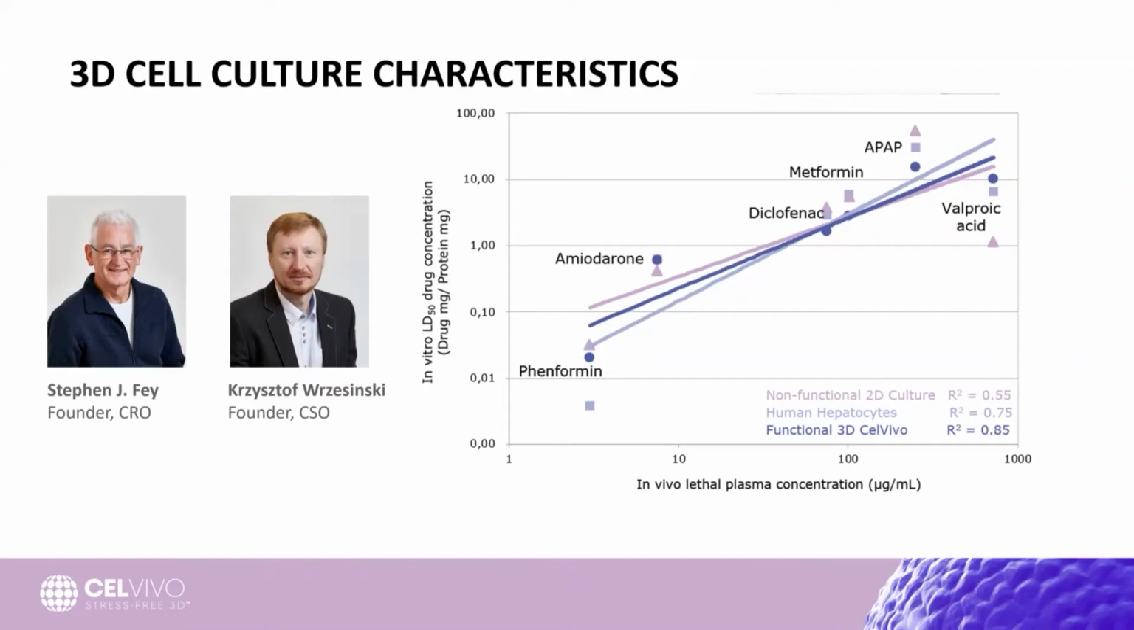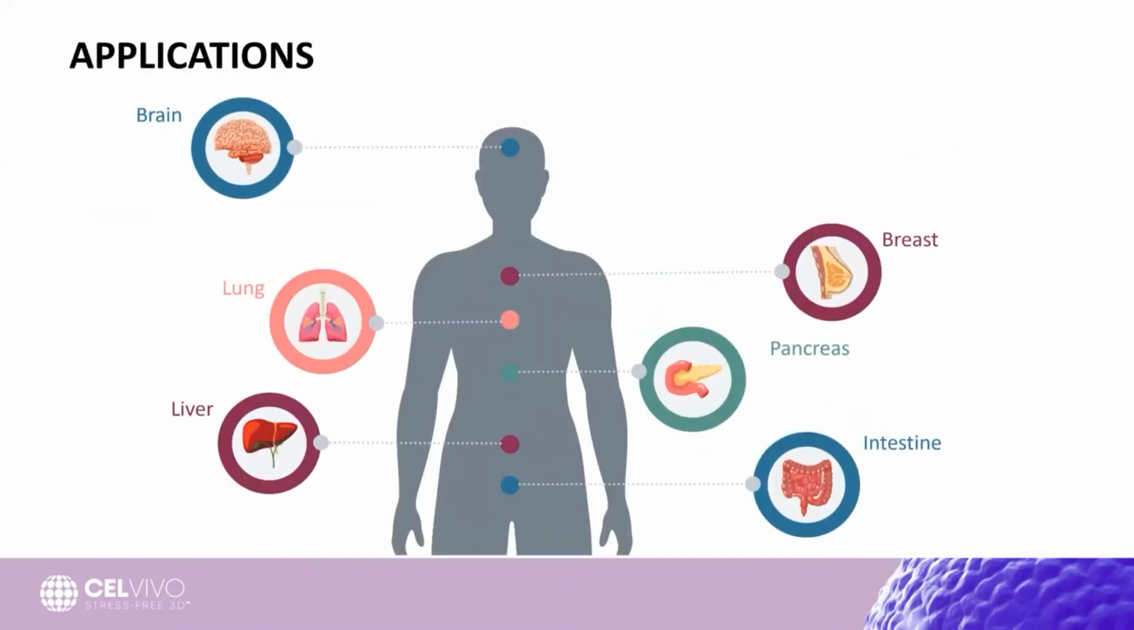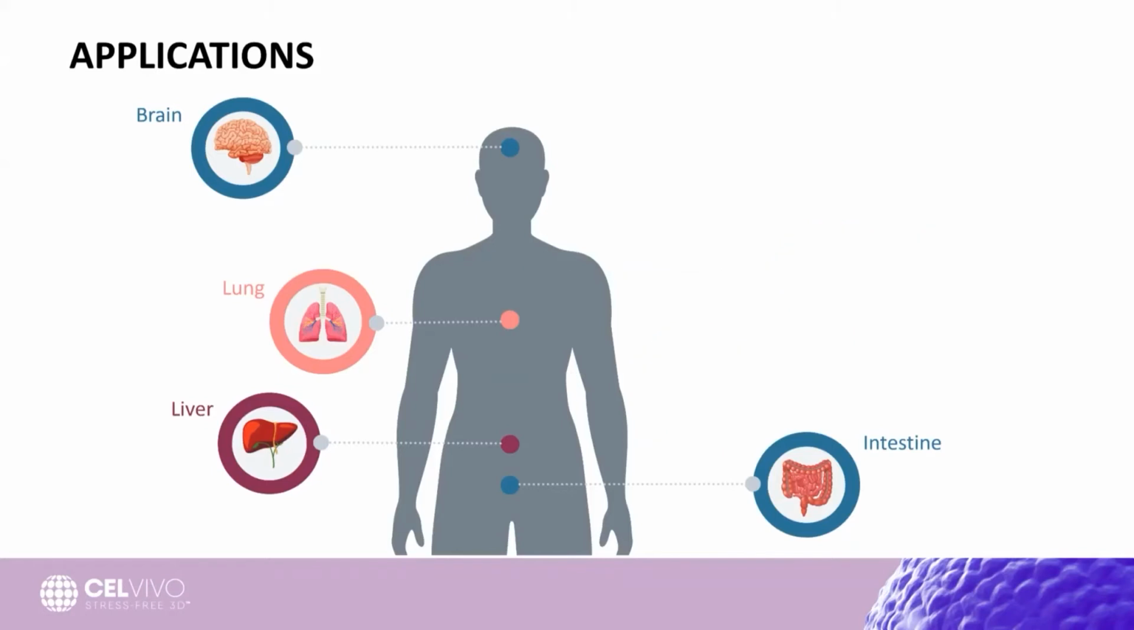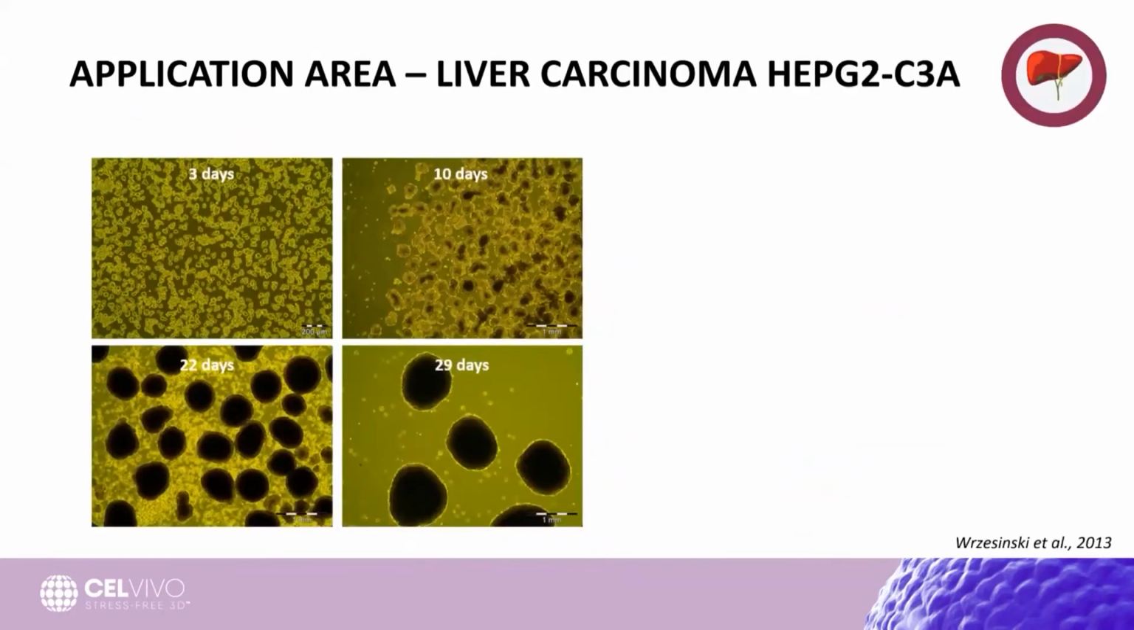Now I will show you a few of the different application areas where the CLINOSTAR has been used. For all of these categories that you see here, we have published data and application notes, but today I will only focus on brain, lung, liver, and intestine. The first I will show you is this liver carcinoma.